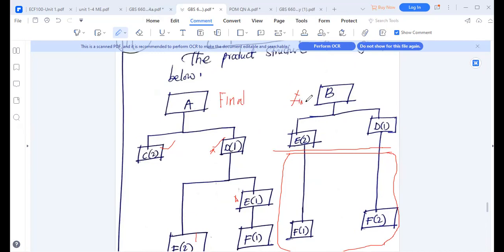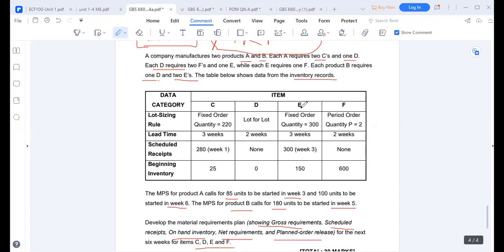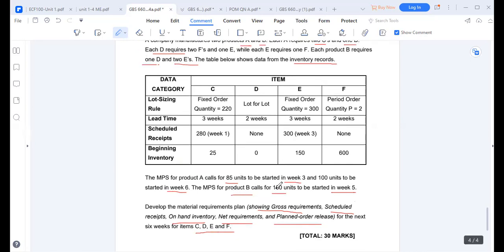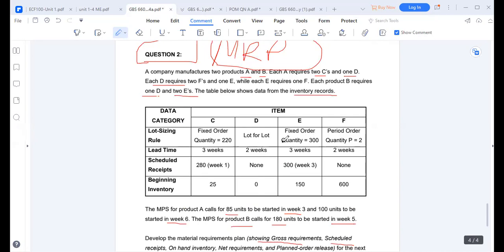So what goes on now is we start by preparing. These other ones are coming from A and from B. So they have given us the information to do with A and B. They're saying the MPS for A calls for 85 units to be started in week 3 and then 100 units to be started in week 6. That's why it's not on the table: they have told us the requirements for A and B already. There's no need for us to prepare for A and B, they have already prepared them. All right, so now we have 85 units to be started in week 3.